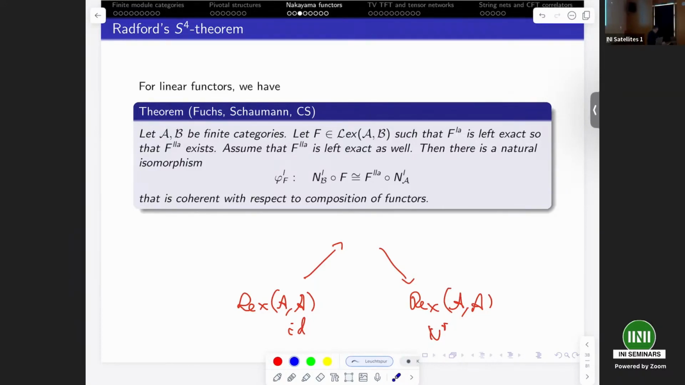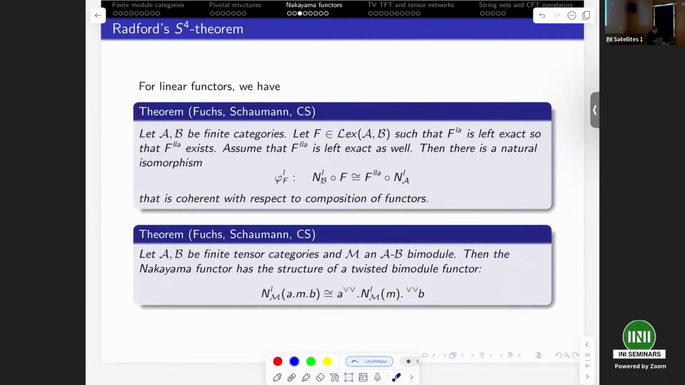So I was writing here Radford's S^4 theorem. I will recover this in a moment. So this is the theorem I just mentioned. Let's look at what this implies. If I'm given a bimodule category M, then I get an endofunctor from A acting on M to M acting on A. We have duals, so this is a nice endofunctor.